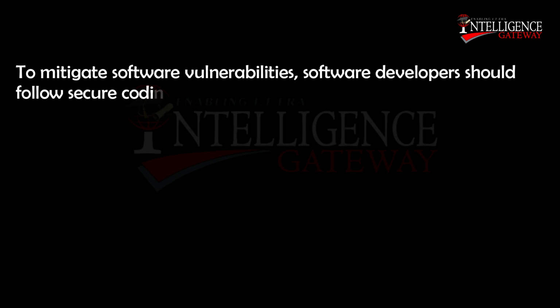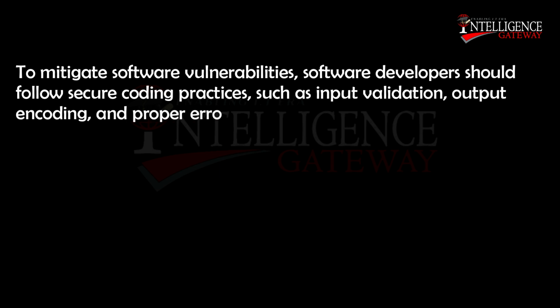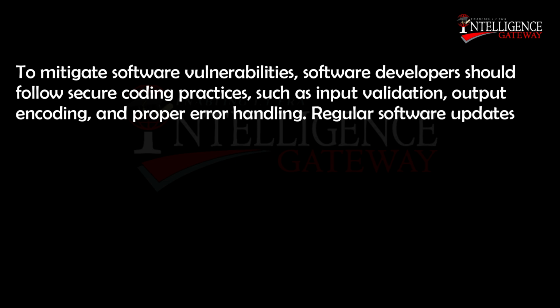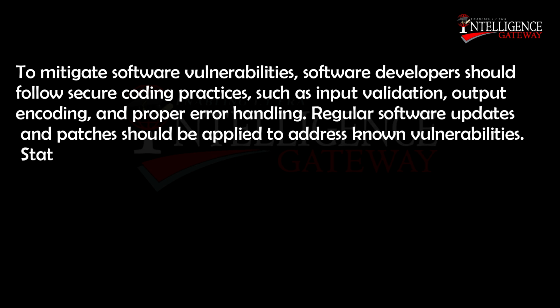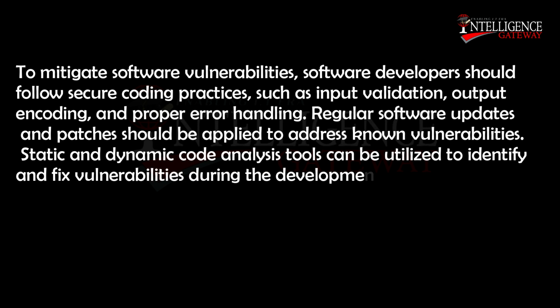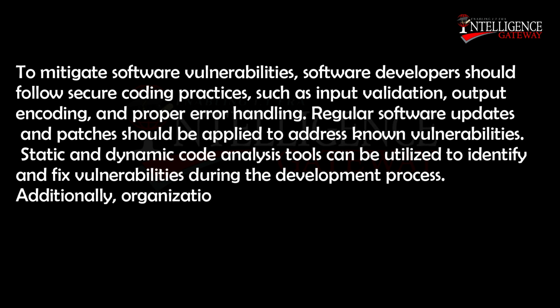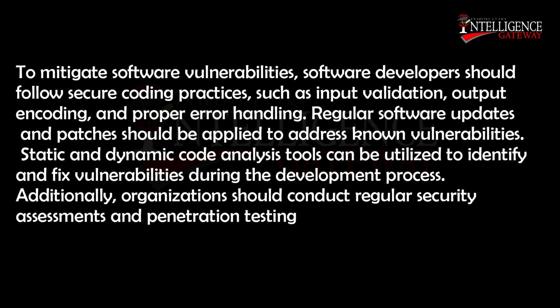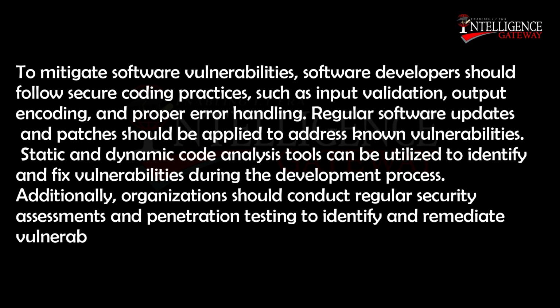To mitigate software vulnerabilities, software developers should follow secure coding practices, such as input validation, output encoding, and proper error handling. Regular software updates and patches should be applied to address known vulnerabilities. Static and dynamic code analysis tools can be utilized to identify and fix vulnerabilities during the development process. Additionally, organizations should conduct regular security assessments and penetration testing to identify and remediate vulnerabilities in deployed software.